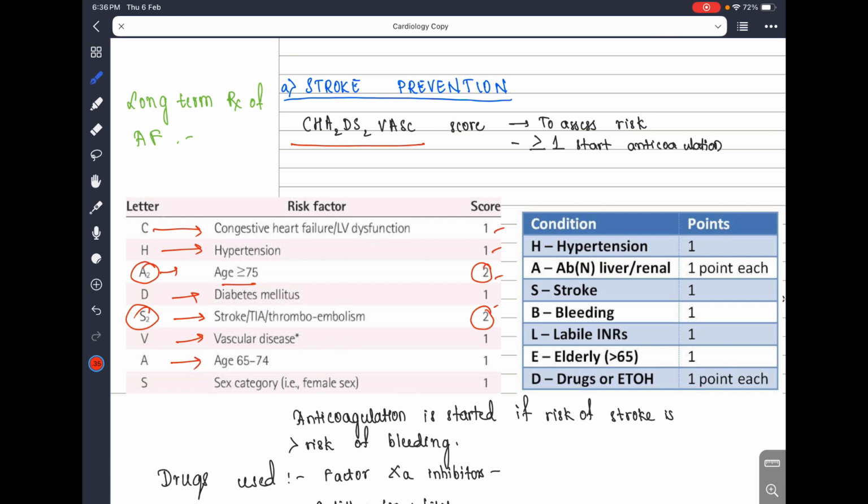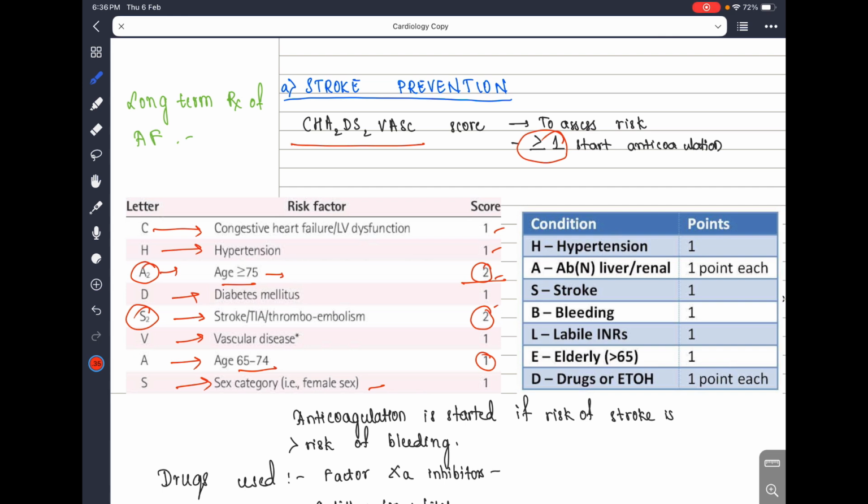Remember, if the age is more than 75, the score is 2. If the age is between 65 and 74, then the A score is 1. Then the sex category, if the sex is female. So you will allot 1 or 2 points for each risk factor. Now, if the score is more than 1, you will start the patient on anticoagulation. Is this clear? But what is a major side effect of anticoagulation? The risk of bleeding, right?